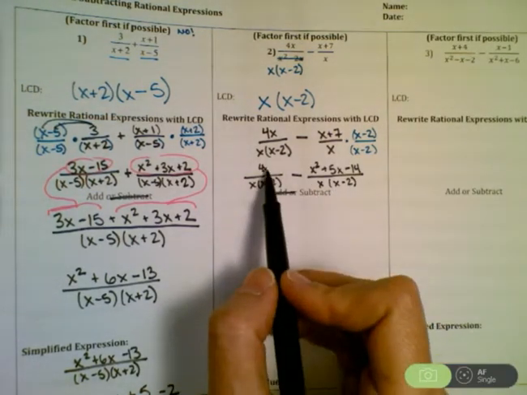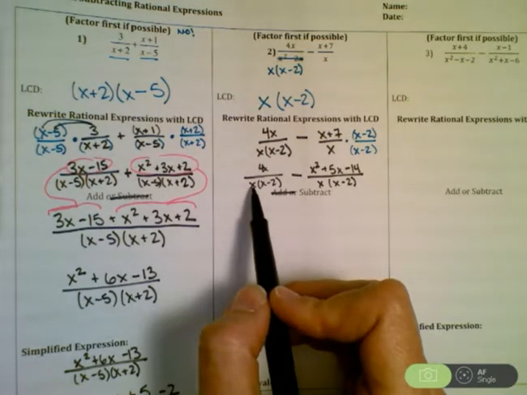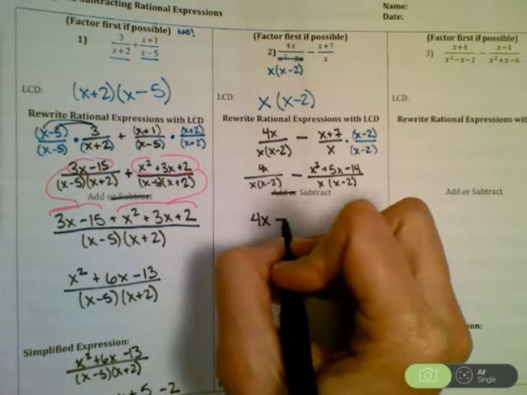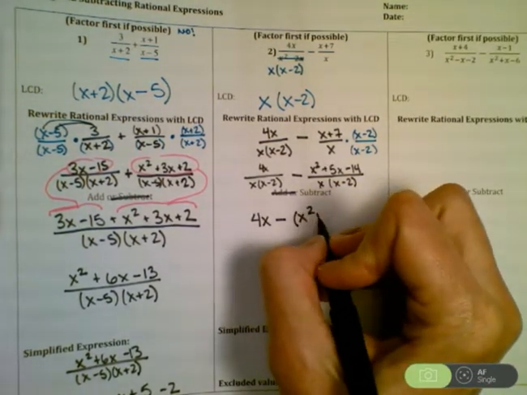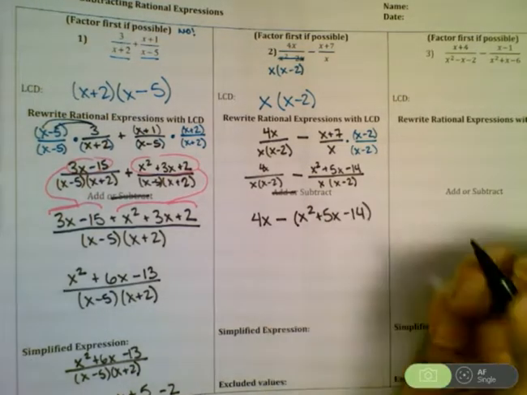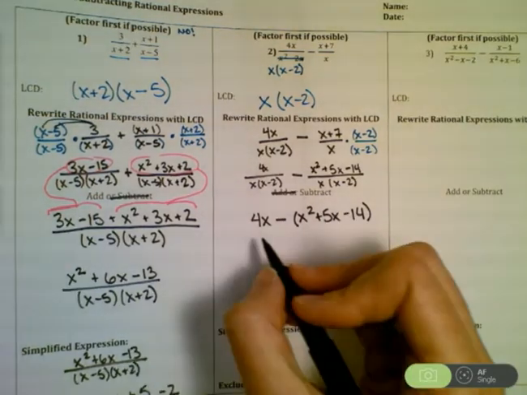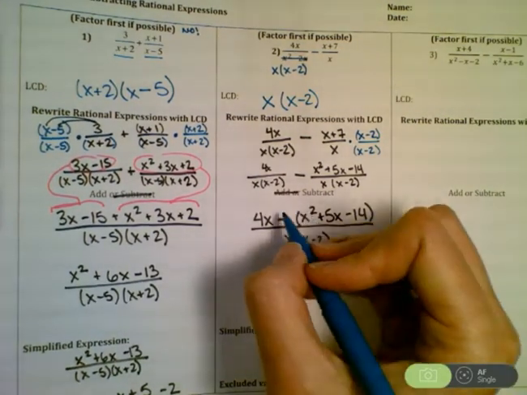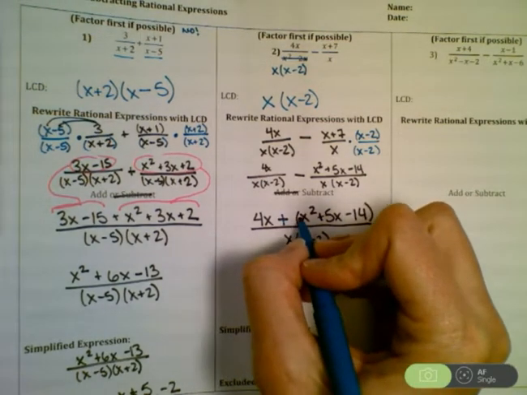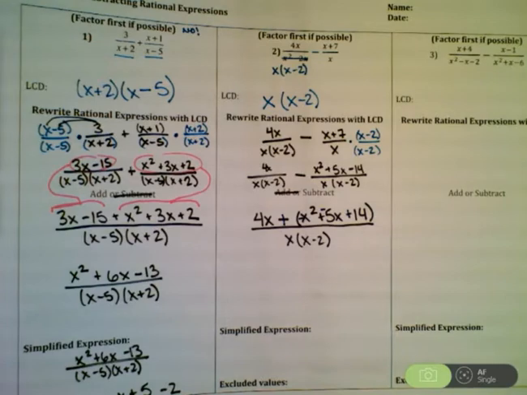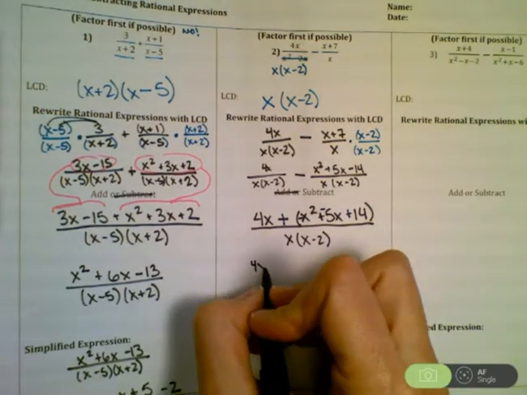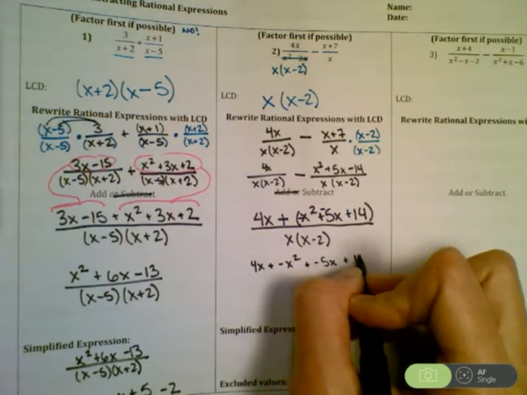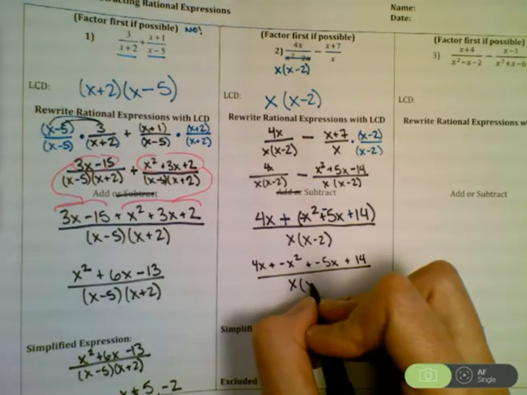Resist any urge you have to cancel this x and that x, then you won't have a common denominator, and we need a common denominator, so leave those x's there. So what we're going to do is we're going to write 4x minus, and it's really important to put this in parentheses, or else you're going to forget to distribute that negative. So 4x minus all that over x times x minus 2. Like I said, that negative gets distributed, so if I make that plus and then a minus, and a plus, so I really have 4x plus negative x squared plus negative 5x plus 14 over x times x minus 2.